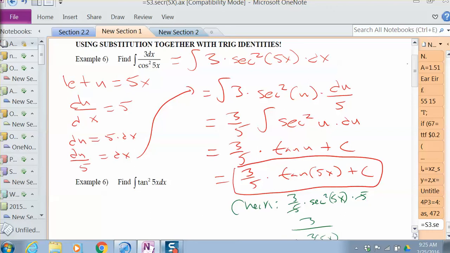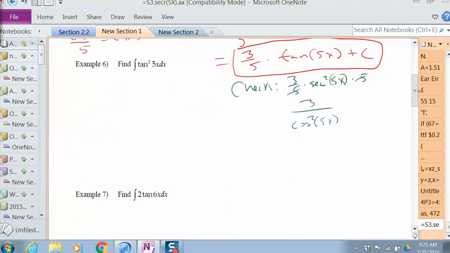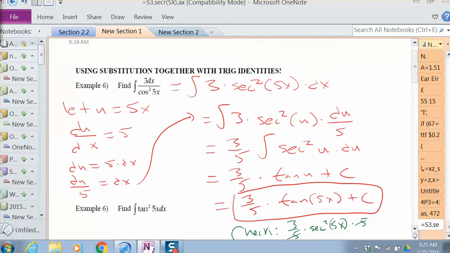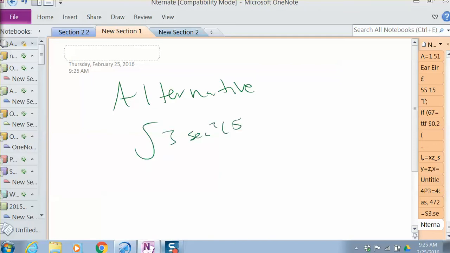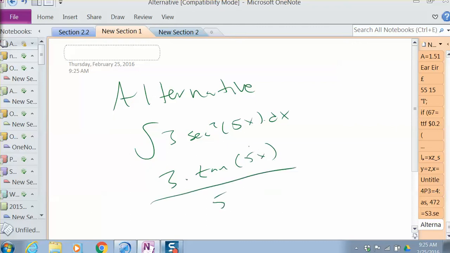Right. So what Jack had mentioned as an alternative, which actually I'll just create a new screen. So we have 3 secant squared 5x times dx. Instead of going through the whole trouble of the u substitution, we know it's 3 tan 5x. And because the inside here was 5x, we know we're going to divide by 5. When you see enough of this, you start realizing that's what we're going to do. So sure, yeah, whichever way works for the problem.